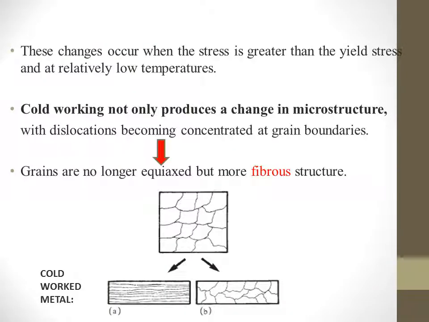These changes occur when the stress is greater than the yield stress. As I mentioned, yield stress is required to cause the dislocations, and when the applied stress is greater than that at a low temperature, these dislocations occur. In cold working, there is not only a change in the mechanical properties and microstructure, the grains also become fibrous rather than equiaxed. As I mentioned, our metals and alloys are equiaxed in the natural state, but when we carry out cold working, as you can see from diagram A, the cold-worked metal becomes more fibrous in its structure.